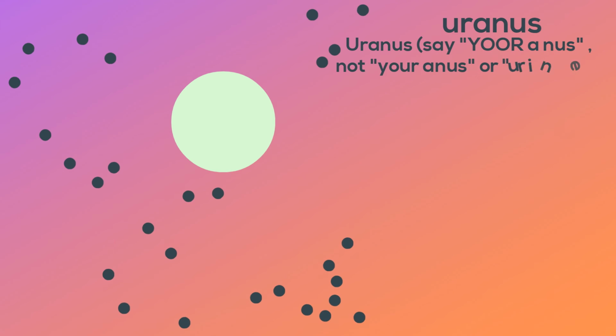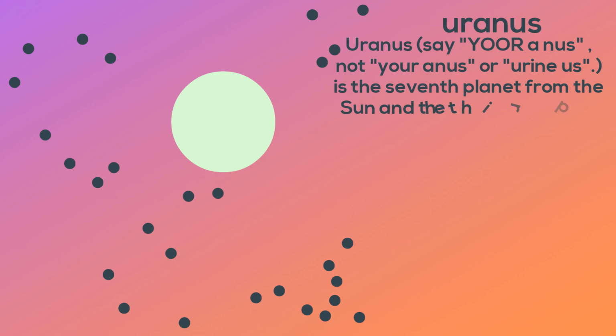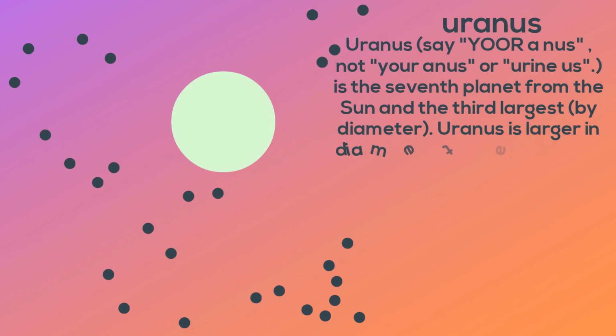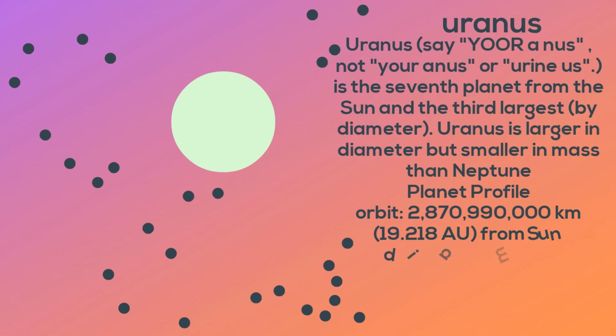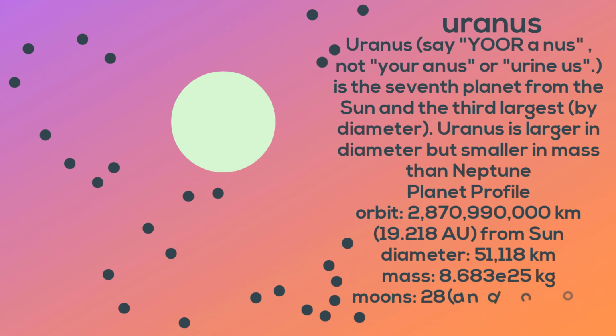Uranus. Uranus is the seventh planet from the sun and the third largest by diameter. Uranus is larger in diameter but smaller in mass than Neptune.